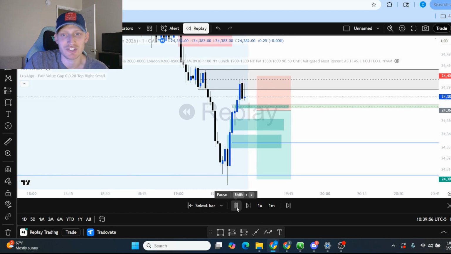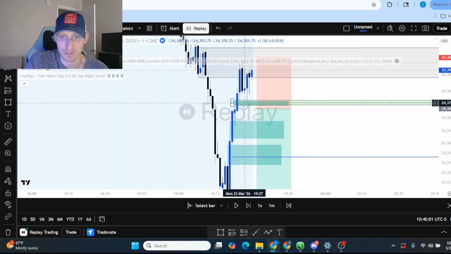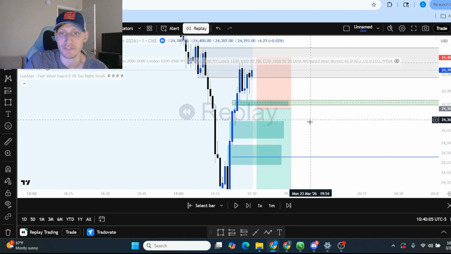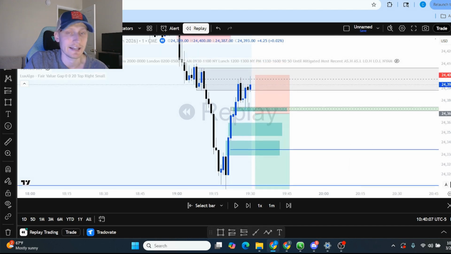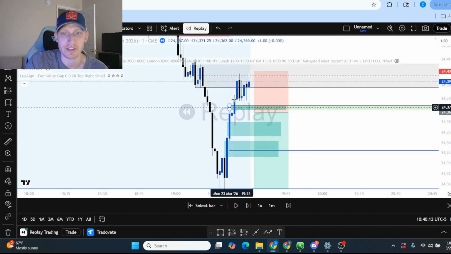Price kind of dances around here for a little bit. As you can see right here, we wicked into this fair value gap, but we did not break through it. So it's still just a fair value gap. It did not inverse yet, or IFVG, inverse fair value gap. So there's no entry for me yet. But price continues to play around here.